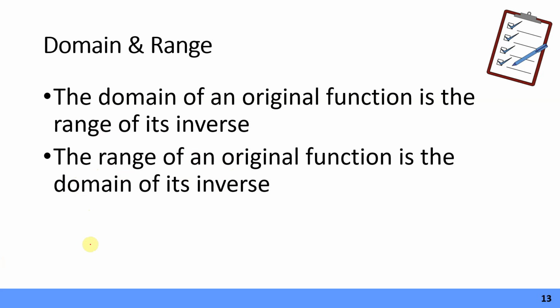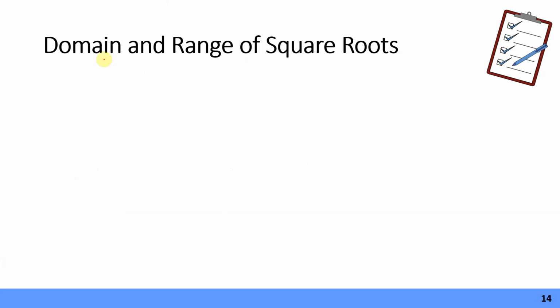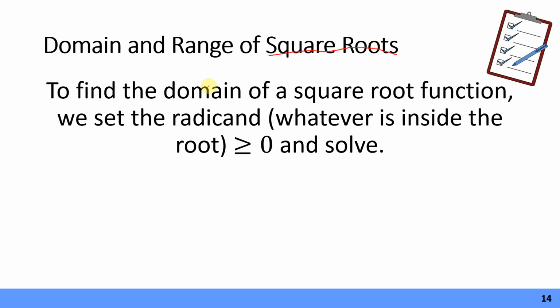Okay, in order to tackle the last problem, we also have to know how to find the domain and range of square roots. I could guarantee you this is going to be coming up in a test. So domain and range of a square root, this is what you're going to do. In order to find the domain of a square root, we are going to have to look at the radicand. Radicand is just a fancy name for whatever is inside the root, right? So whatever is inside here is what you call the radicand.